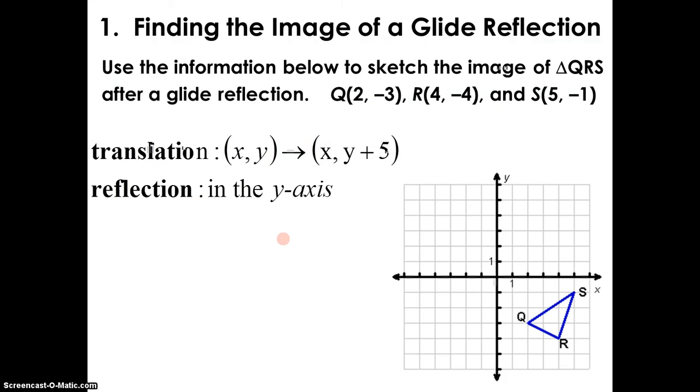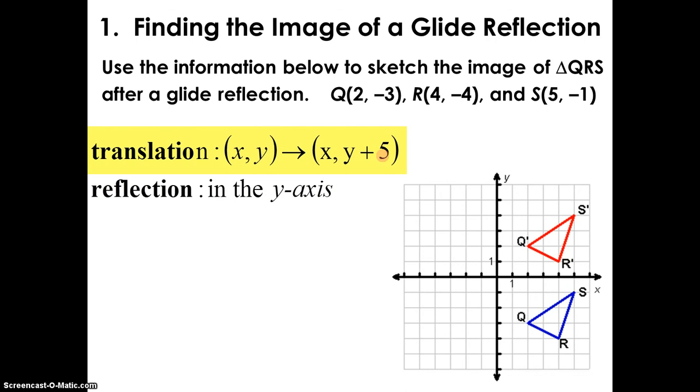Okay, now we're going to look at a couple of examples. We're trying to find the image of a glide reflection, and we're going to start with the information about triangle QRS. They gave us the points for them, and then they gave us the two transformations that we're going to do. First, we're going to do a translation. And we have to remember, when we have x by itself like this, that means that we do nothing to the x value. It stays the same. And so you have y plus 5. So our first transformation, all we're going to do is move every point up 5.